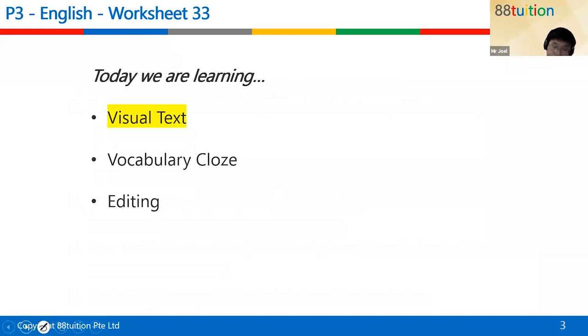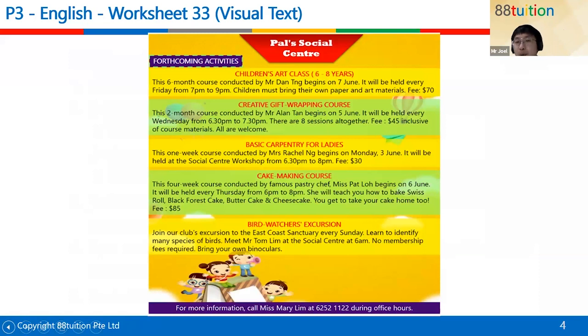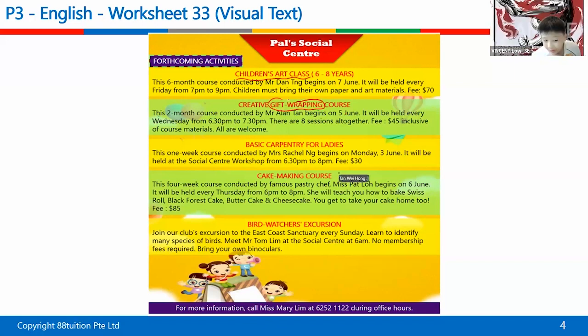Okay, good. All right, so we have here a poster, Pell Social Center, and they are offering different classes for different people, right? We have a children's art class at the top. We have gift wrapping, teaching you how to wrap presents.